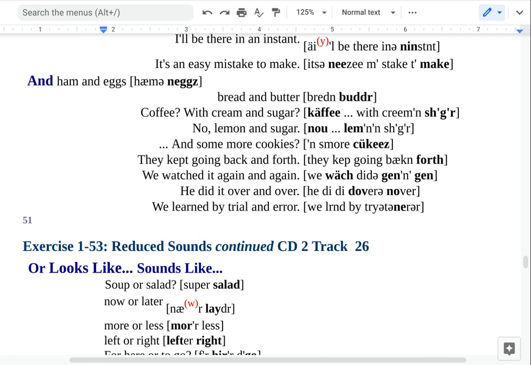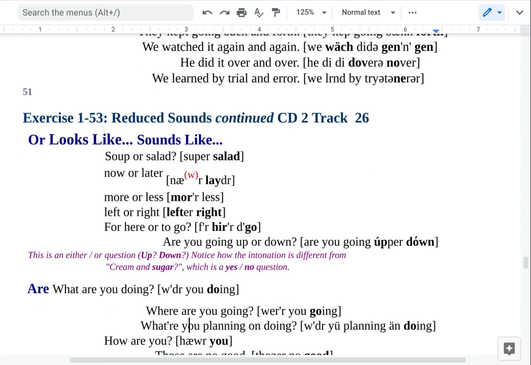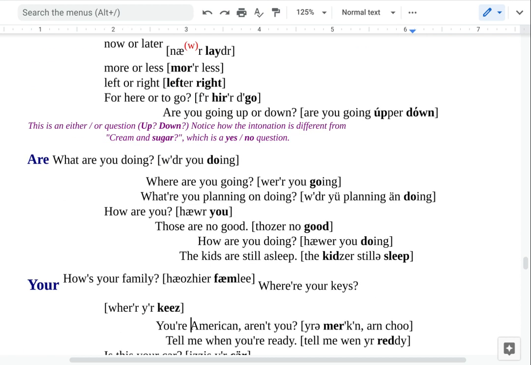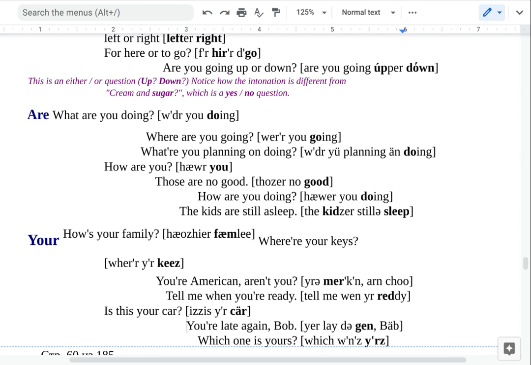Or: soup or salad, now or later, more or less, left or right, for here or to go. Are you going up or down? R: what are you doing? Where are you going? What are you planning on doing? How are you? Those are no good. How are you doing? The kids are still asleep.